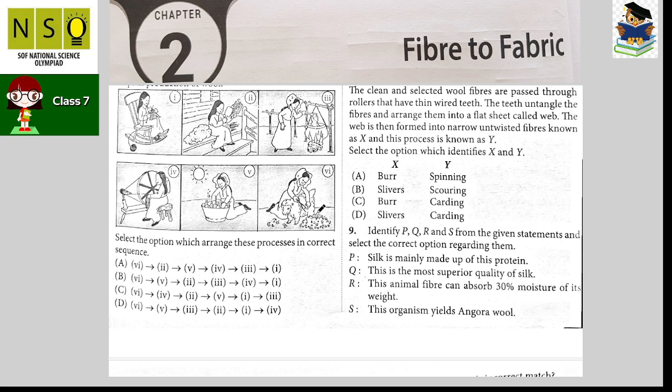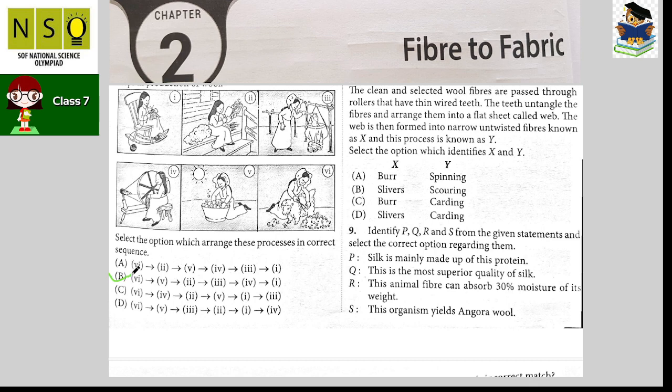She is doing shearing of the sheep. So now we have to select the option and arrange them into the correct sequence. So what is the correct sequence? Correct sequence will be option B.